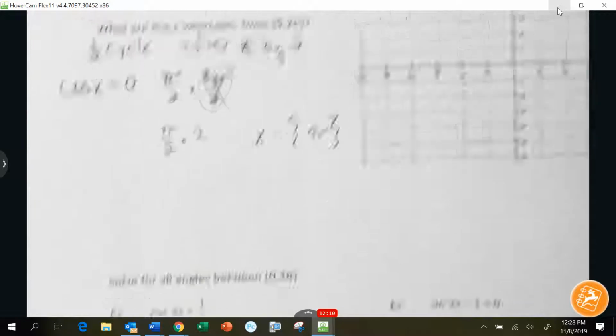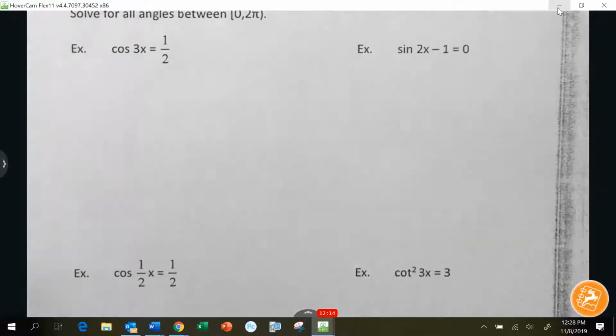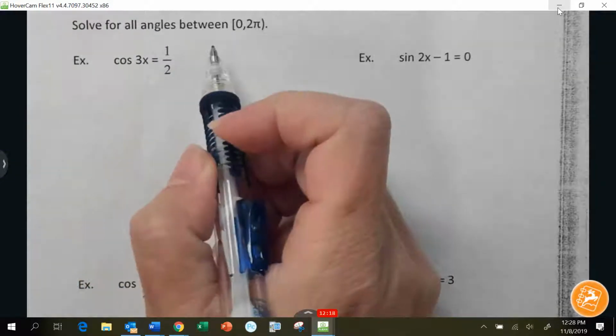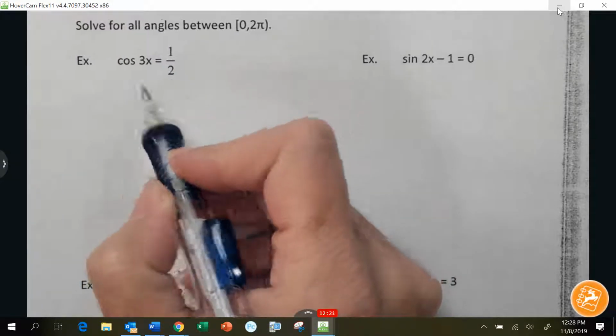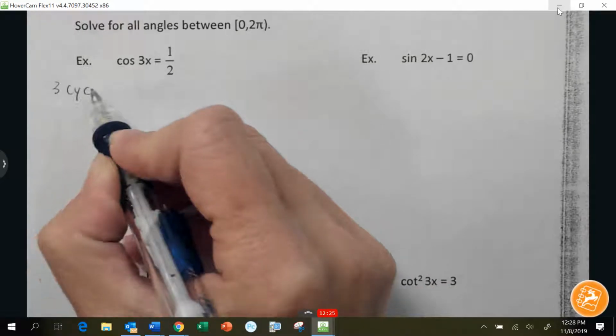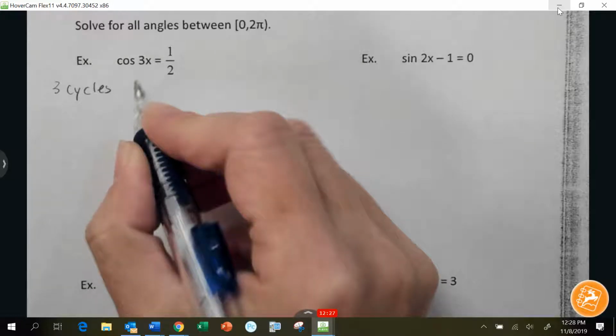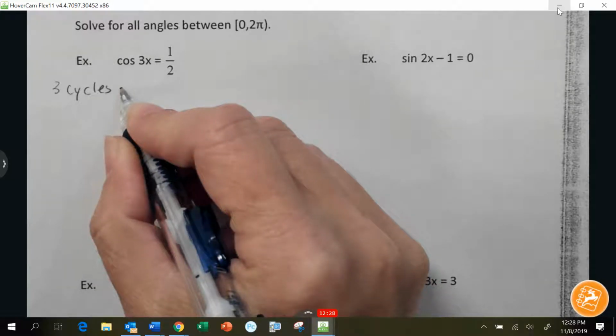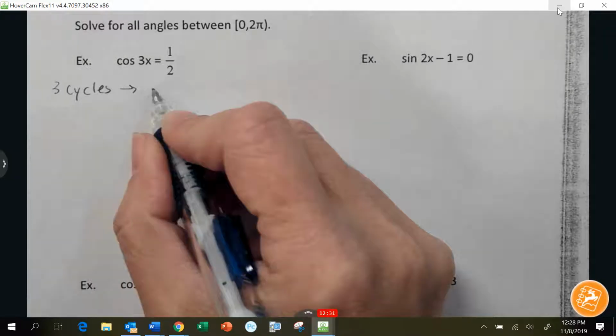So these next ones, I'm not going to use the Desmos for. I'm just going to follow the directions we just kind of came up with. We're going to look at cosine 3x equals 1/2. So how many cycles? 3 cycles. And then after I do the 3 cycles, I'm going to multiply by what?